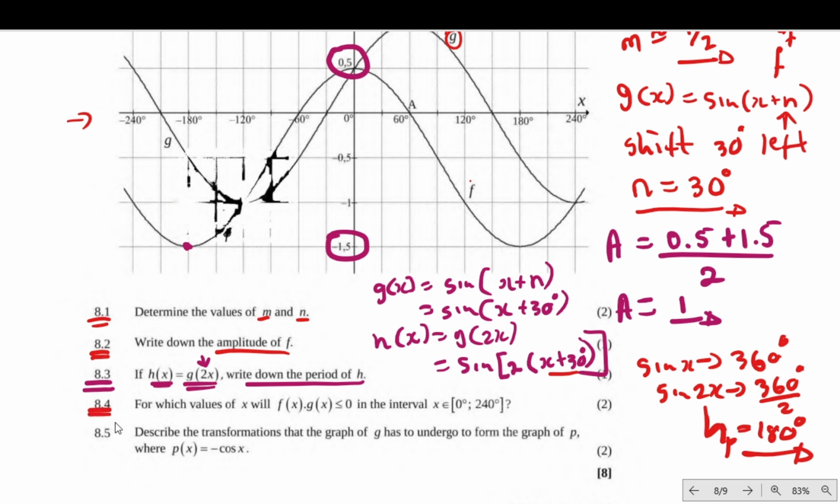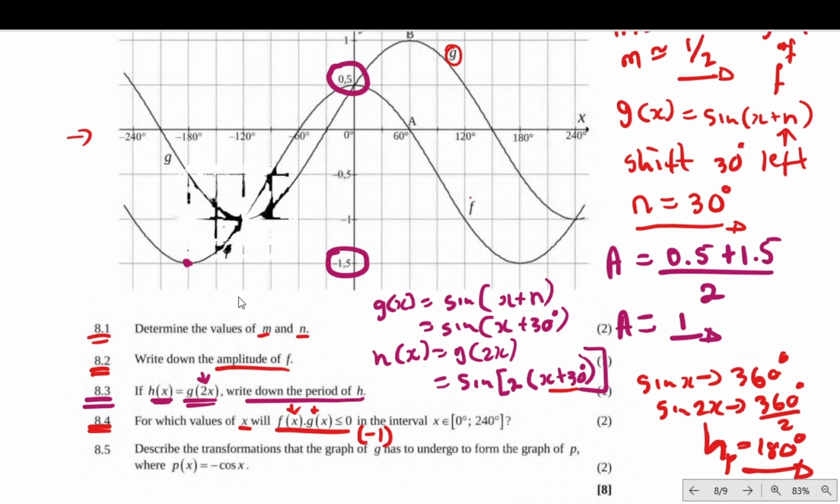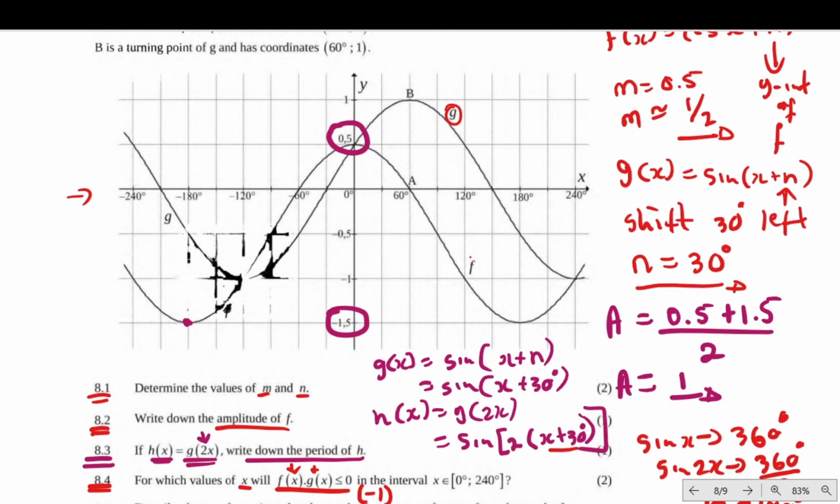And then we come here in 8.4, it says, for which values of x will the function of f multiplied by the function of g give you negative solutions of y, right? So when you multiply the y values, both y values, they must give you negative solutions. Let's go to the function. So here the y values are positive, positive, positive. Here they are negative, negative, negative, negative, negative, negative, negative, negative. Even here they are negative, negative, negative, and then here y values are positive, right?